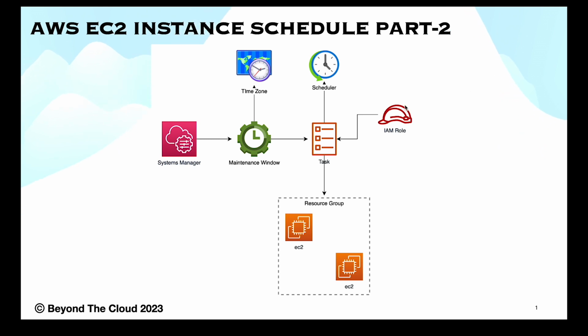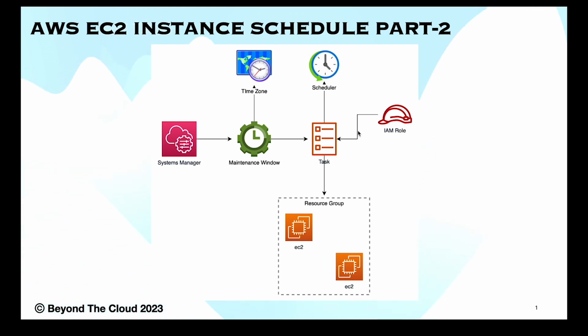Now, what is this IAM role doing there? For the task to run on those EC2 instances, it needs certain permissions. That permission will be given by this IAM role. We have to create this IAM role and attach it to the task. That also we will do.